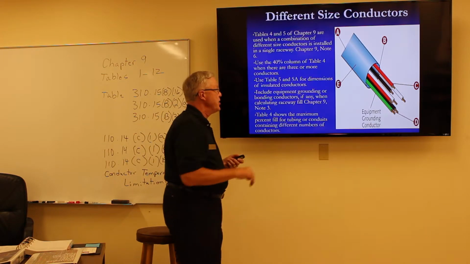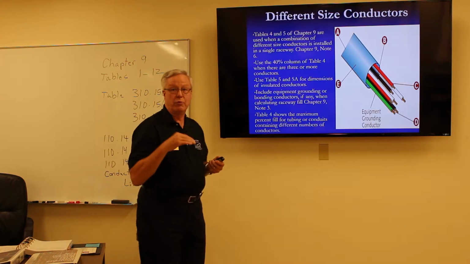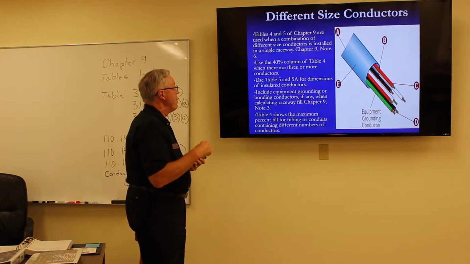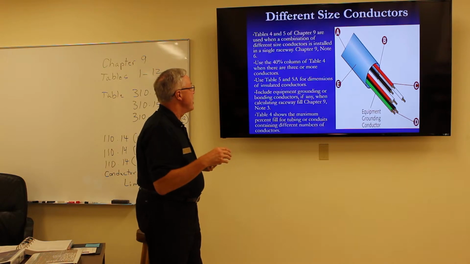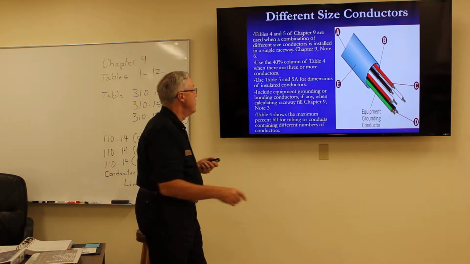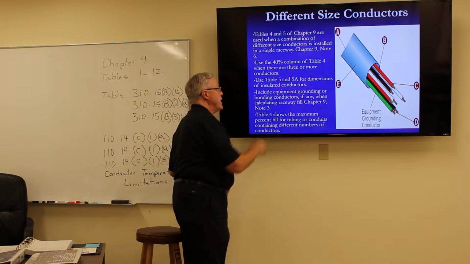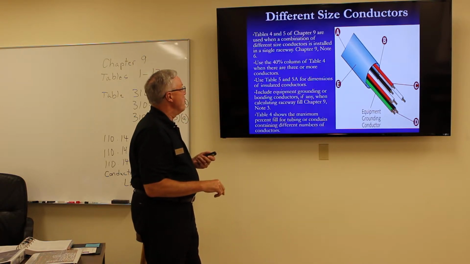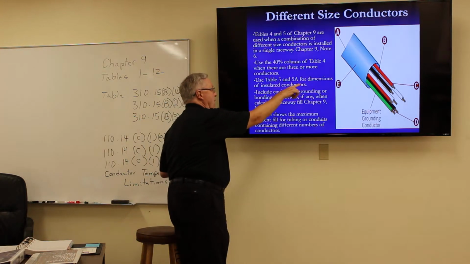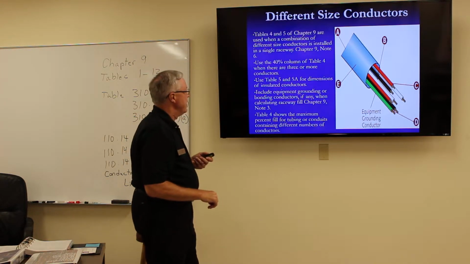Using different size conductors, then you would use Table 4 and Table 5 of Chapter 9. Used when a combination of different size conductors are installed in a single raceway, Chapter 9, Note 6. Here again, use the 40% column of Table 4 when there are 3 or more conductors. Use Table 5 and 5A for dimensions of the insulated conductors.